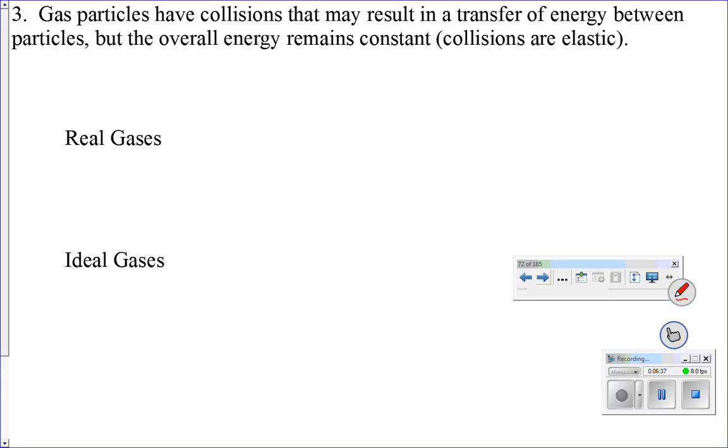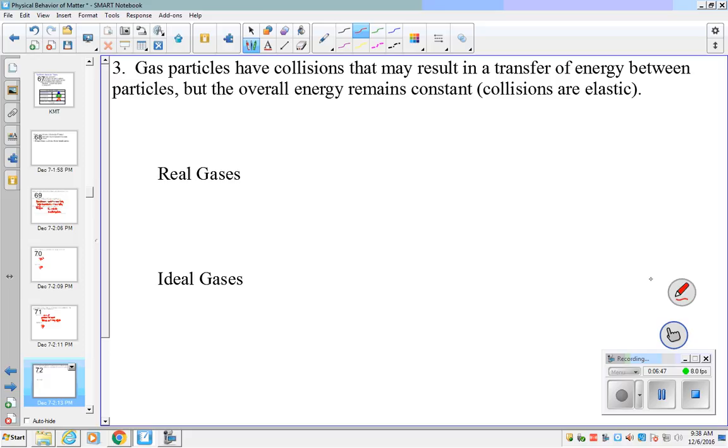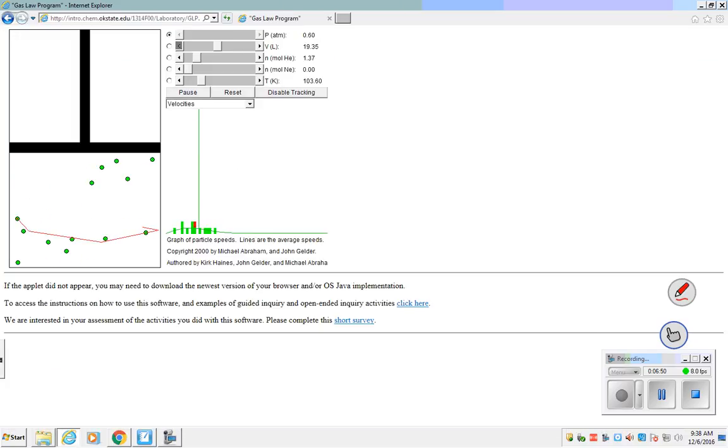Gas particles have collisions that may result in a transfer of energy between particles, but the overall energy of the system remains constant. In other words, collisions are elastic. This is another nice one to look at on the simulator. The one particle that has the red line on it, you can see its velocity depicted right there with that little red guy. That actually will change a little bit. If you put your eye on that particle for a minute, what you're going to notice is that particle's speed will occasionally change when it hits another particle.